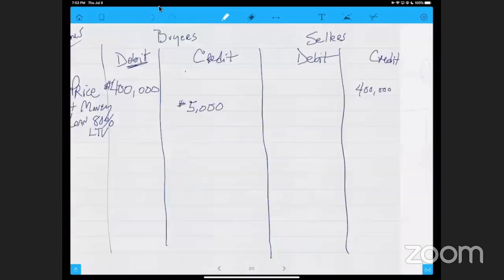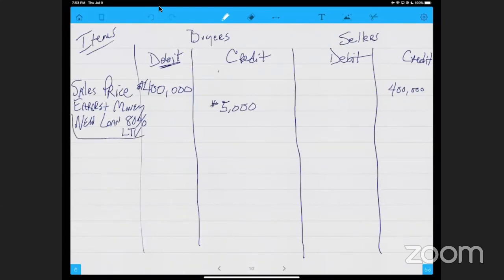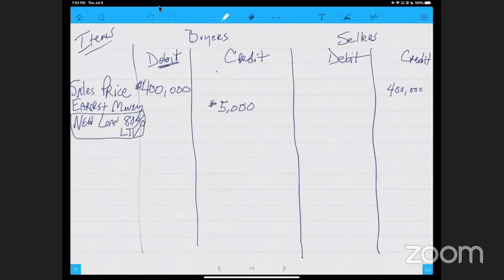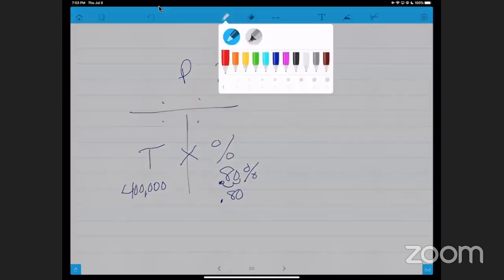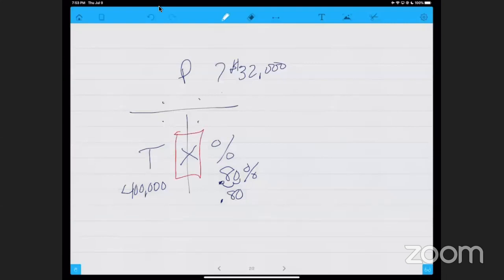And in this problem, I said it's an 80% loan to value ratio. So 400,000 would be the big number. We know it's 80%. I like to move the decimal over 2 places, so it's 0.80, and we're solving for the down payment. So 400,000 times 0.80 should be $32,000. Now, why did we multiply? Remember, we had the 2 bottom numbers, and our math always tells us to multiply.